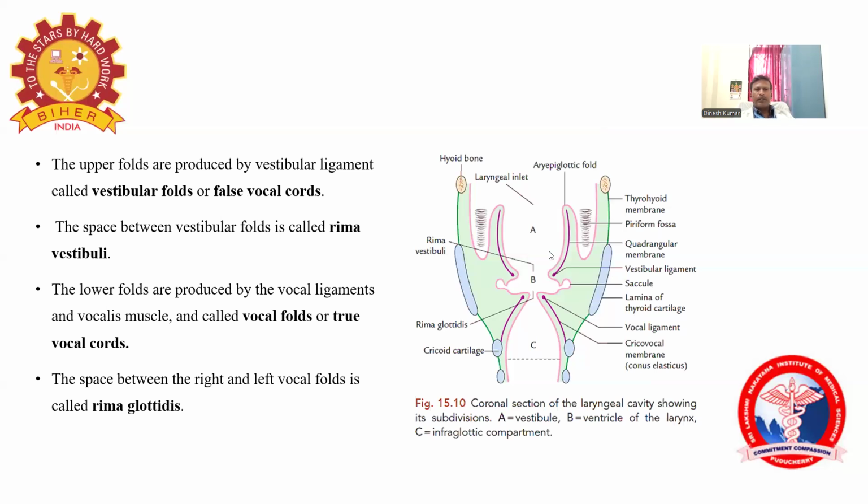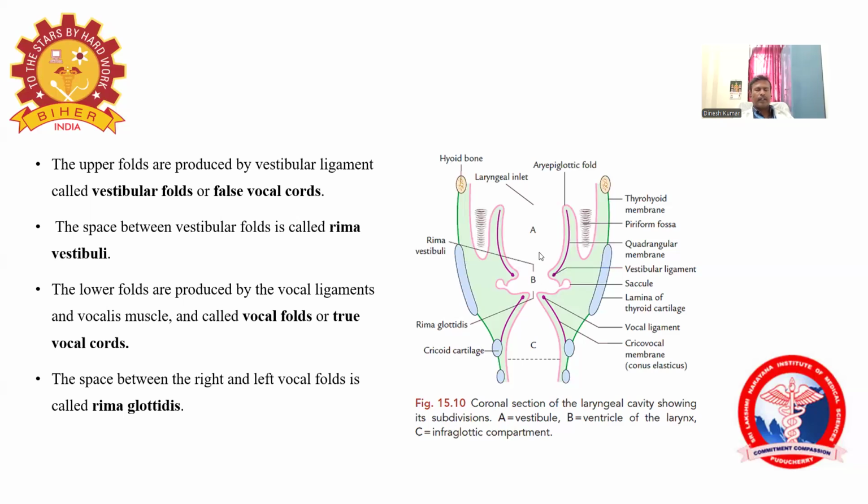The space between the vestibular folds we call the rima vestibuli. So the lower folds are produced by the vocal ligaments and vocalis muscles and are called the vocal folds or the true vocal folds. Okay. So the space between the right and left vocal folds is called the rima glottidis. Okay. So this rima glottidis is the space between these structures. It's a coronal section of the laryngeal cavity showing the subdivisions.